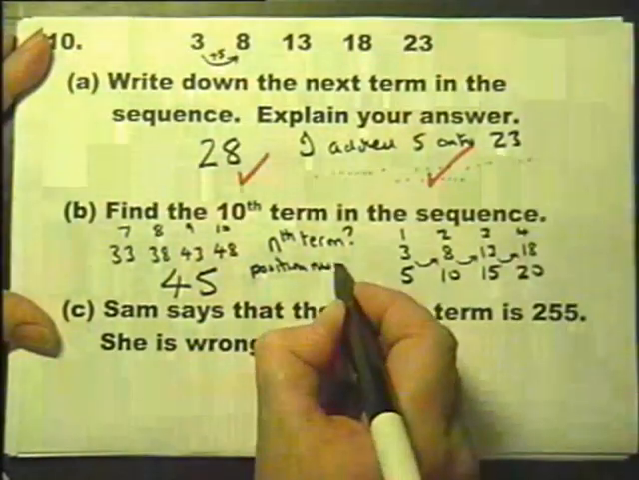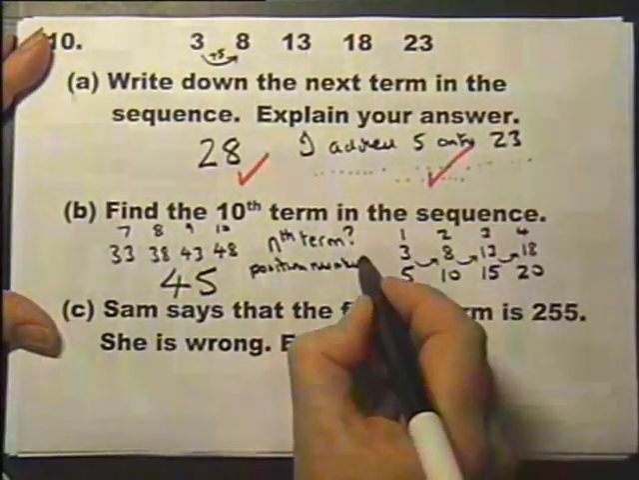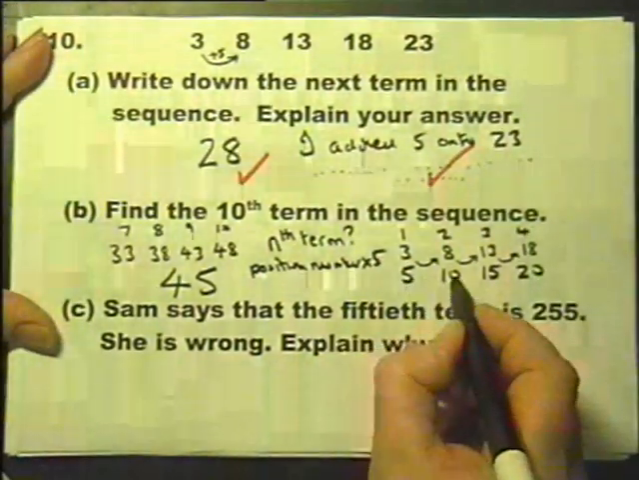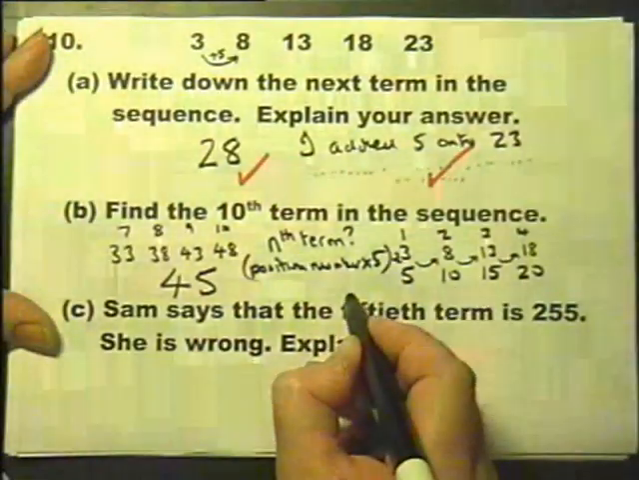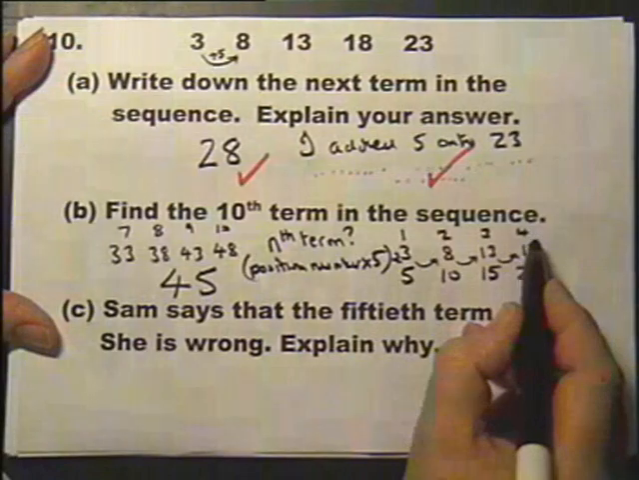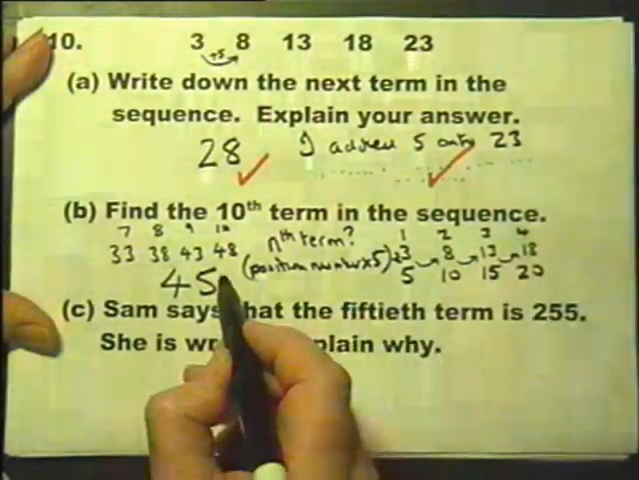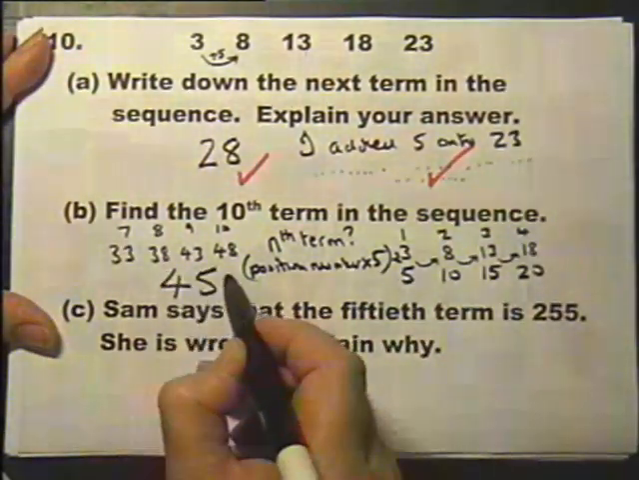If I multiply the position number by 5, thereby getting these numbers, and then subtract 2, I will get the term. Now let's test this with this answer I just got here.